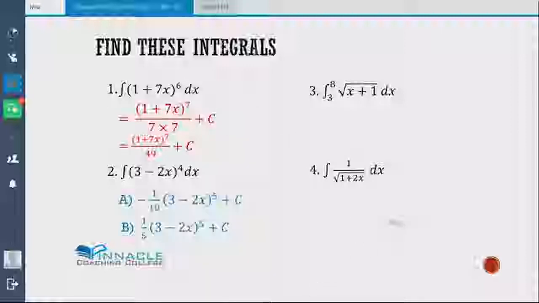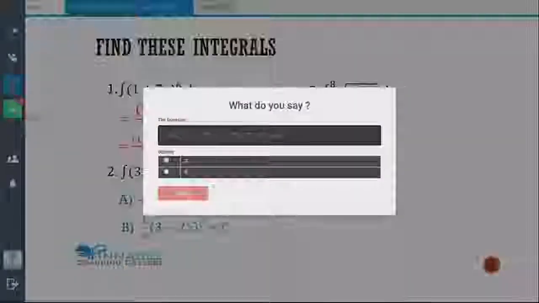All right, so the next one, here are the two options, A and B. Have a look at which answer you've got. I'm going to put up a poll just to see where everyone is at. All right, take your pick. Which one did you get?